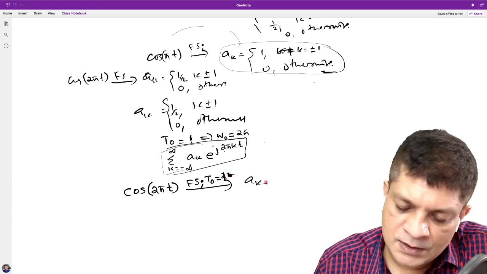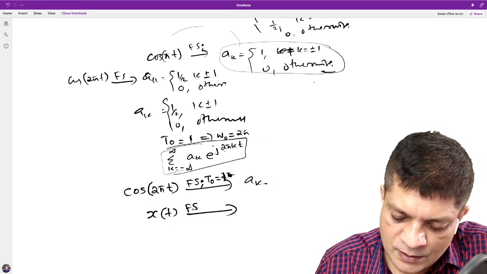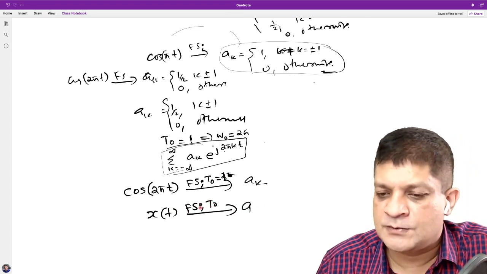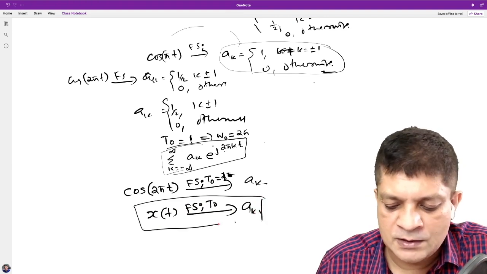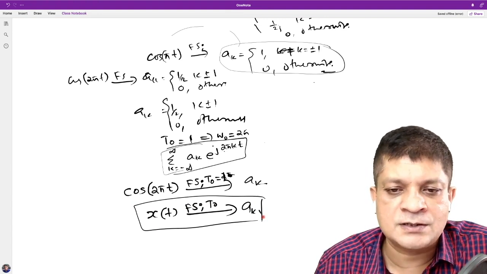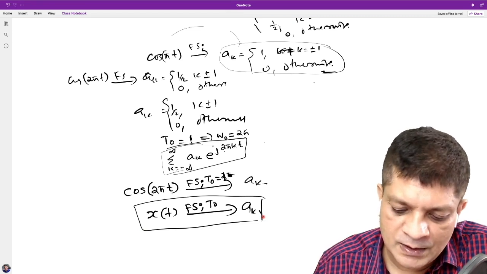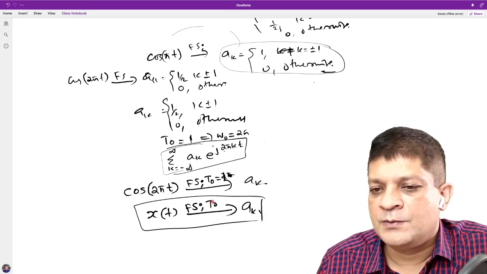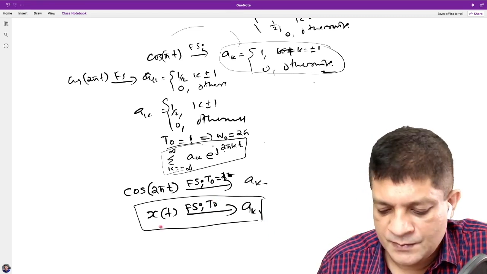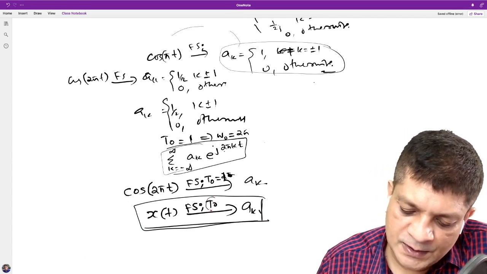In general, if you take any signal x(t), this is the notation I will be using: Fourier series with respect to a period T naught. You have to specify this period. Without this period, the Fourier series representation is not a unique representation. Many signals can have the same Fourier series coefficients. That's why we have to specify this. We have to know the fundamental period to compute the original signal. That's why we always specify the fundamental period.